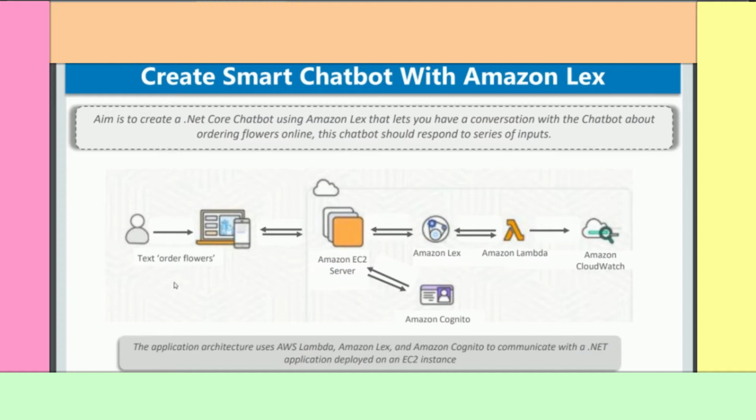So for example, the users will be texting "order flowers", and this will be processed, and then this request will be coming down to the Amazon EC2 server, and then this request will be passed on to Lex, and then this is going to be processed by Lambda. Lambda is a part of the serverless computing platform through which we can process the request. So instead of deploying the entire server, we can use it to handle serverless requests, and then it can be monitored using CloudWatch, and when the request has been processed, it can be sent back to Lex, and it can be returned to the end user.